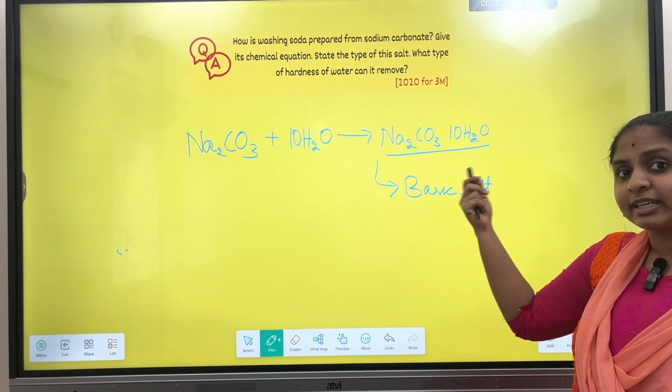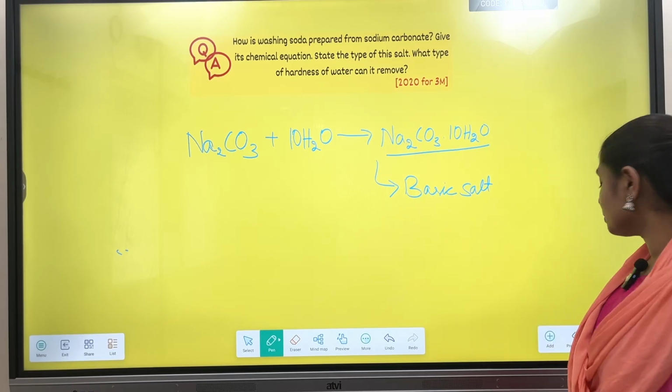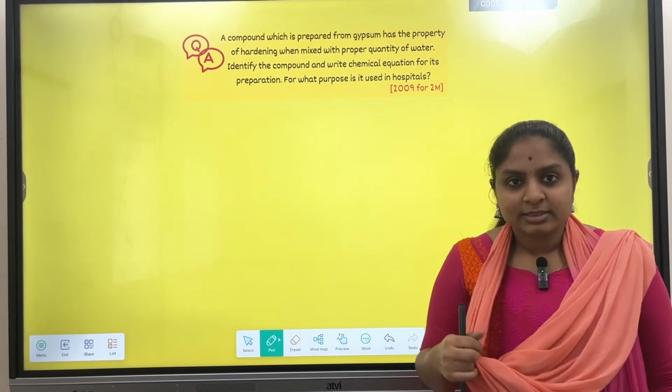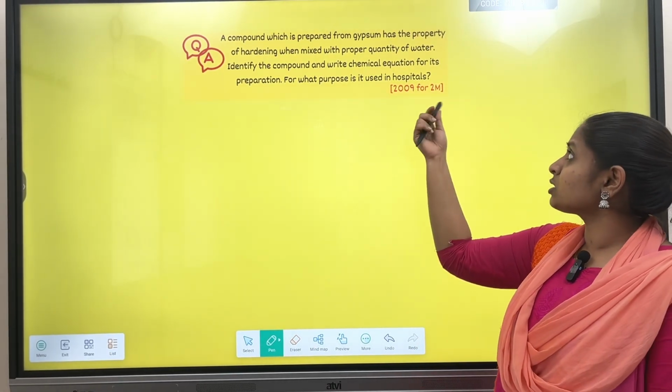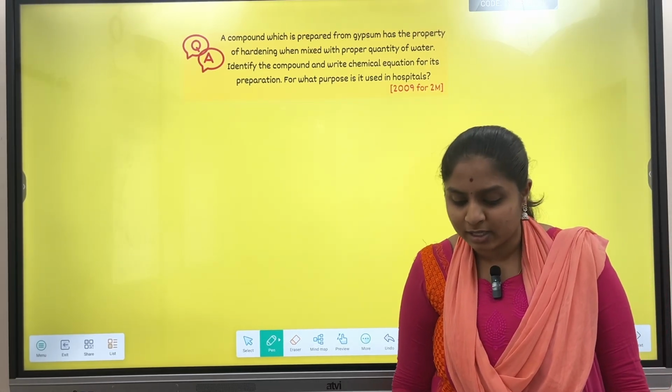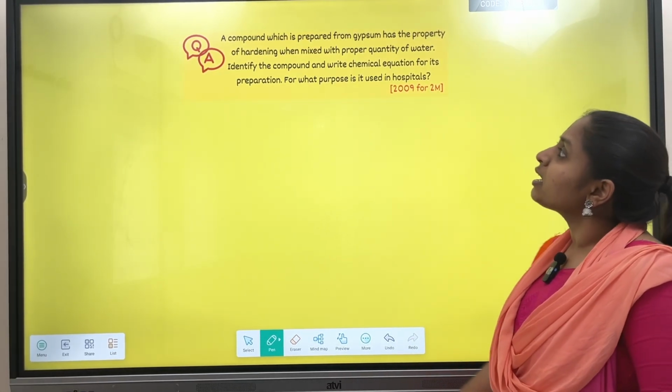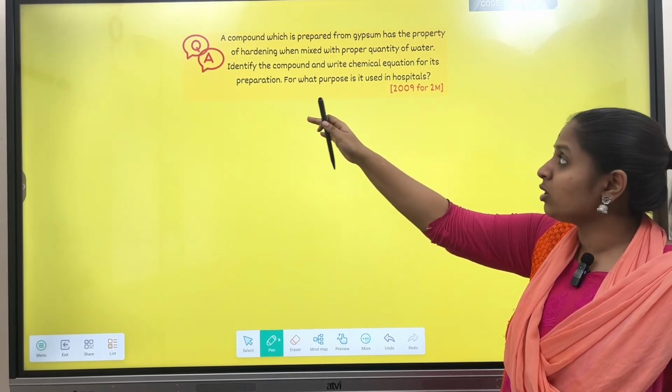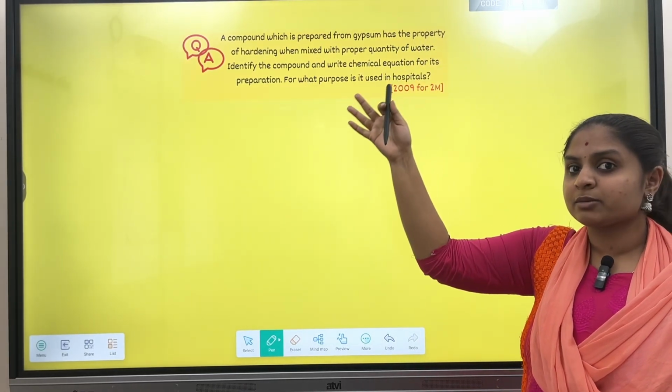This was a very recent question. It was asked in 2022. Now, the next question. This question was also asked in 2009 for 2 marks. So, let's read the question. The question says it is a compound. It is prepared from gypsum salt.